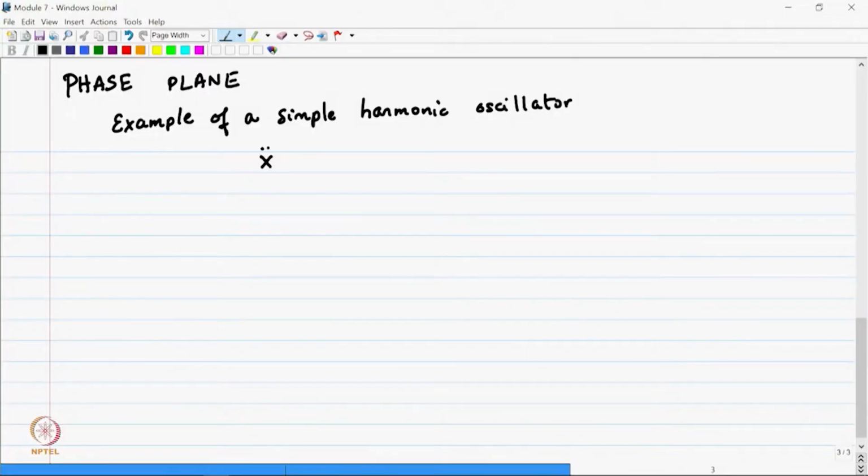I can write it as x double dot plus omega square, this is an omega, not a w, omega square x equal to 0. So this is my simple harmonic oscillator. Now I will write this as dx by dt equal to x dot, and d by dt of x dot is equal to minus omega square x.